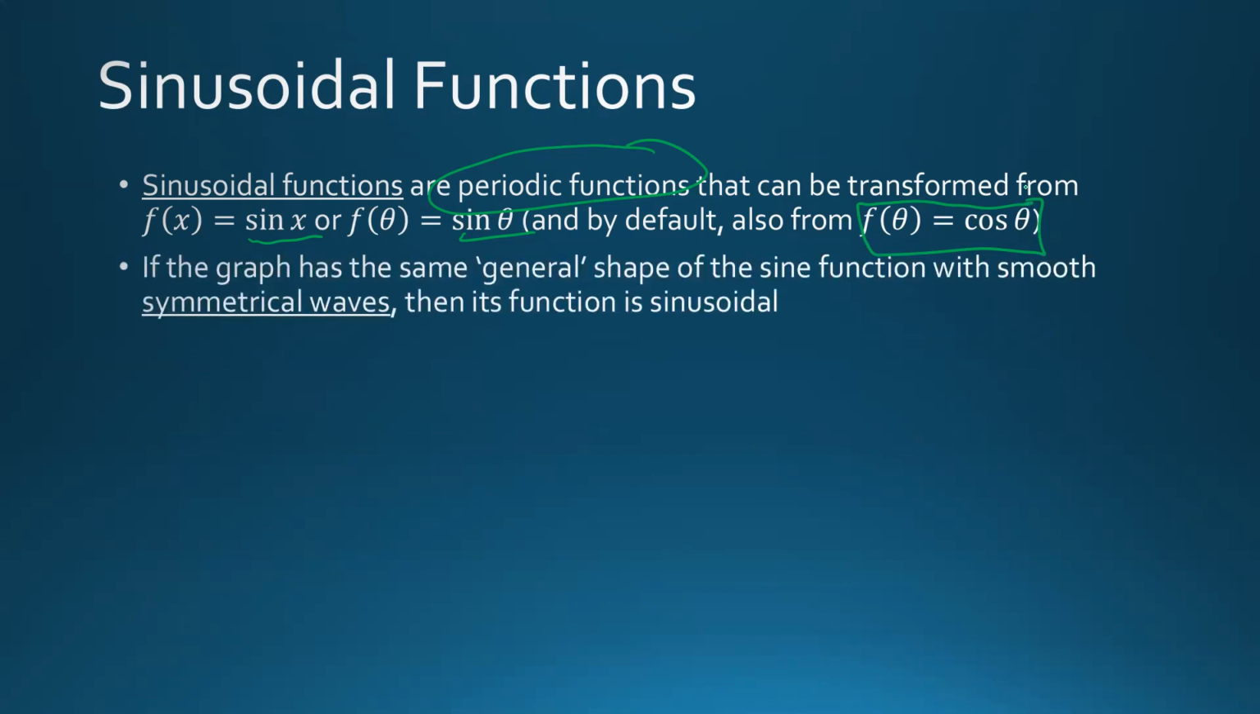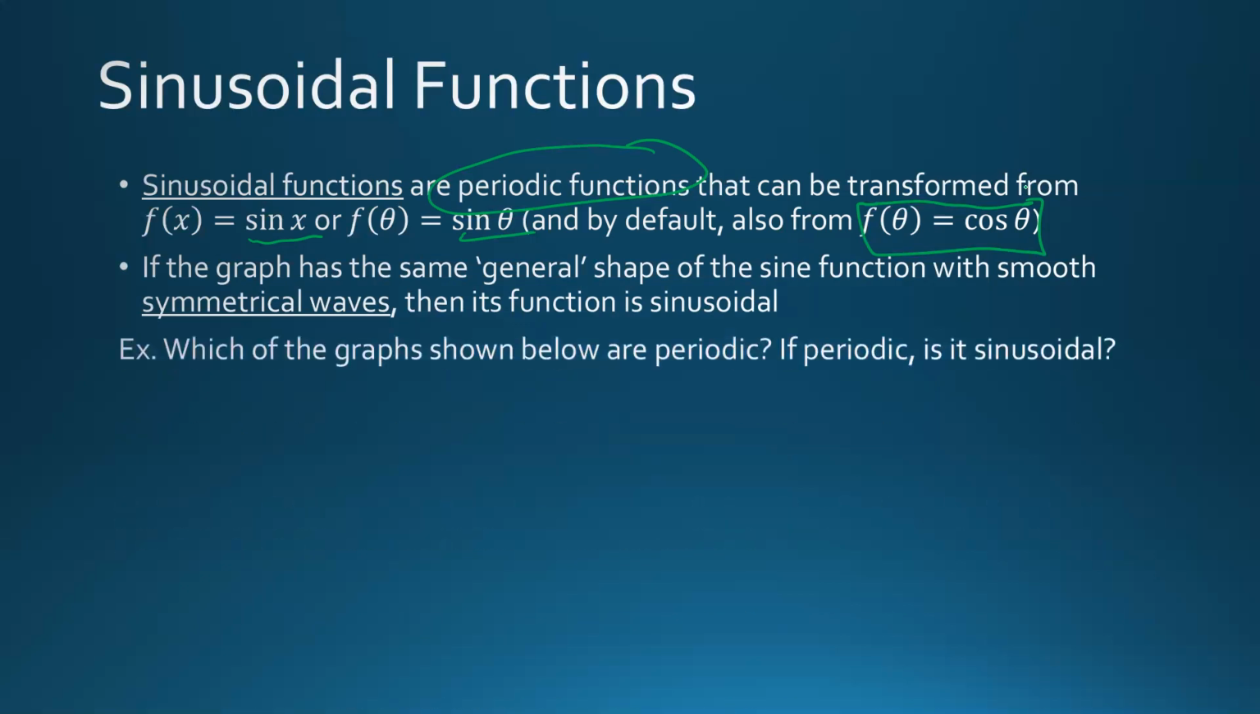So in general, obviously the first line there is a formal definition, but the next part is more of a general description of it. So if you ever look at a graph and you see that the general shape of it has smooth symmetrical waves, then you know it's going to be a sinusoidal function. So let's look at a couple examples and determine, is it periodic? And if it is periodic, is it sinusoidal?